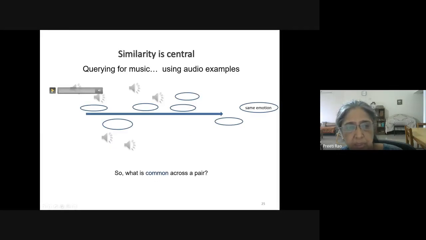Okay, so please listen closely. I'll play a pair and then we'll comment on how they're similar and we'll move to the next pair. Okay? And what I'm trying to illustrate over here is there are many underlying notions of similarity that we can use for music.